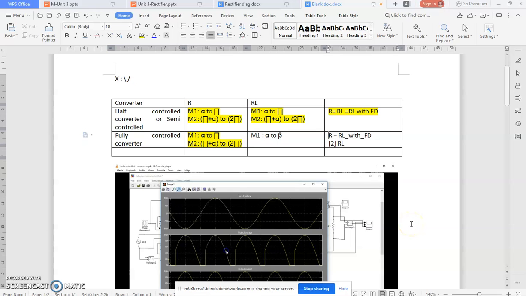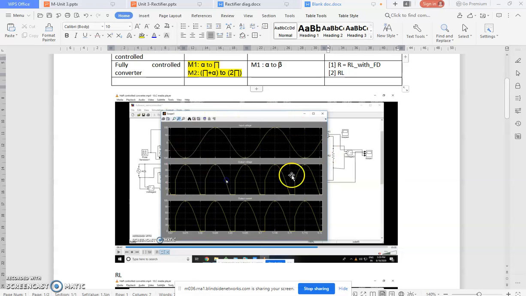Now the waveform is very simple, and writing the equation is also very simple. Based on the problem, you will solve the problem by writing the equation. You should know the waveform first, for controlled converters or semi-controlled converters. For R load and RL load, M1 is the same M1, M2 is the same M2, because it is a common characteristic. R is equal to RL, and RL is equal to RL with freewheeling diode. You have seen the diagrams, so this is the waveform.